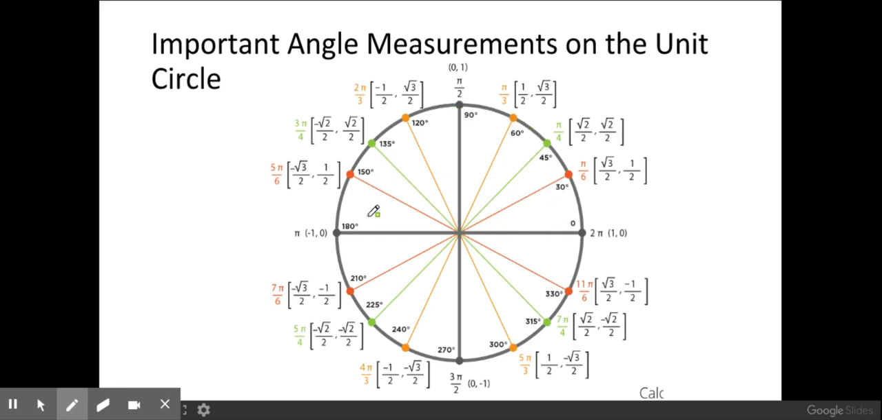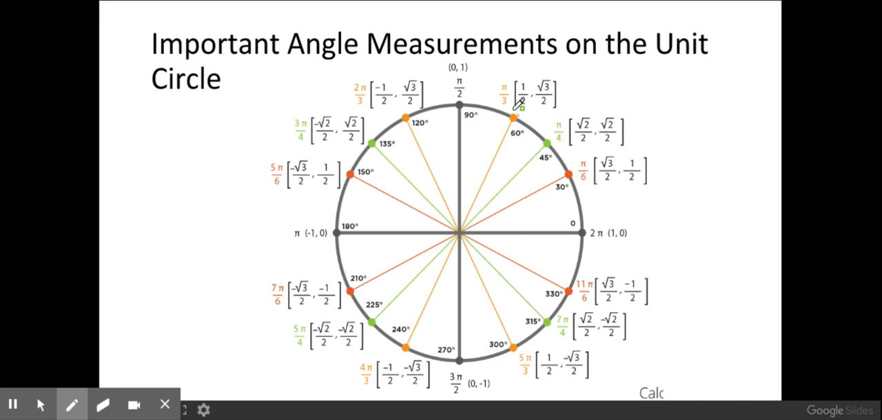So all of these measures on the unit circle are the ones that you're going to need to know. So what I would do right now is pause this video and copy this down in your notebook. At some point you are going to have to know these and be able to recognize them. And the good thing about the unit circle is that it does reflect. So if you know the first quadrant, you are then able to reflect that into the other quadrants.